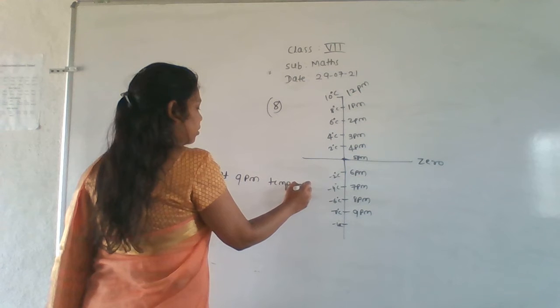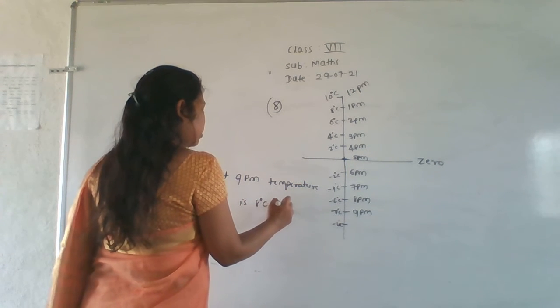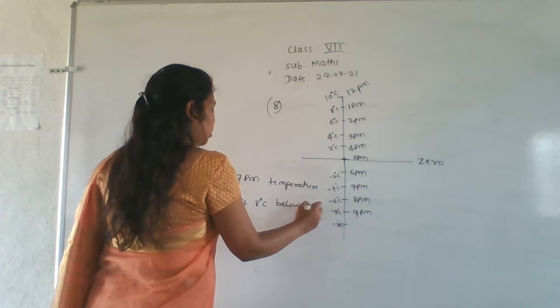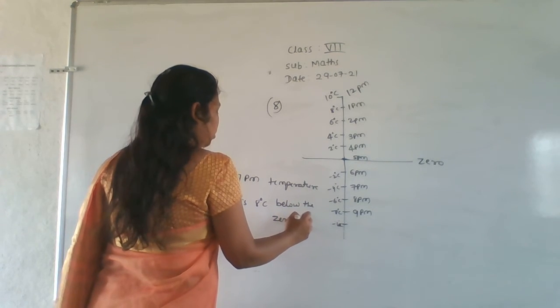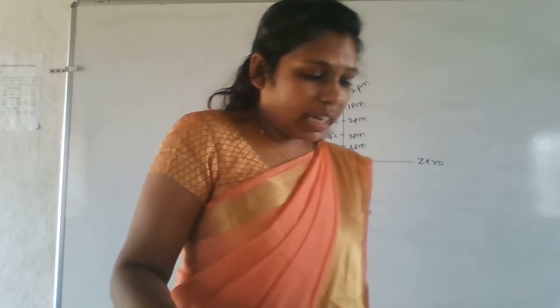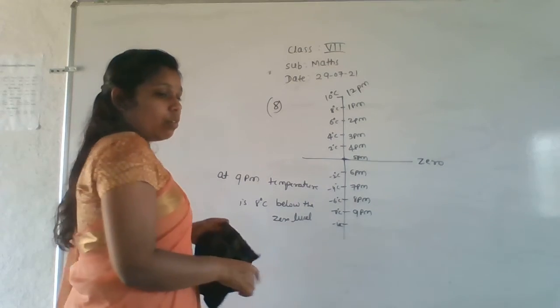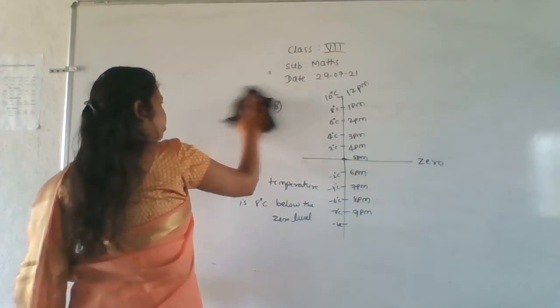The temperature is 8 degrees Celsius below the zero level. Below the zero level. Okay. So we completed the 8th one also. Now we move to the 9th main. What is the 9th main?